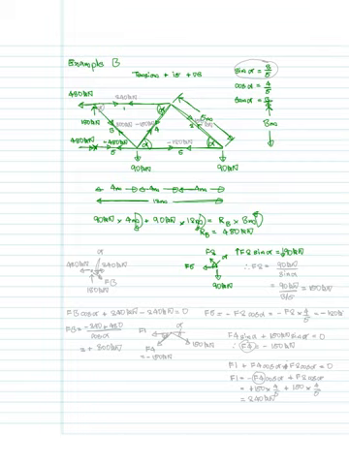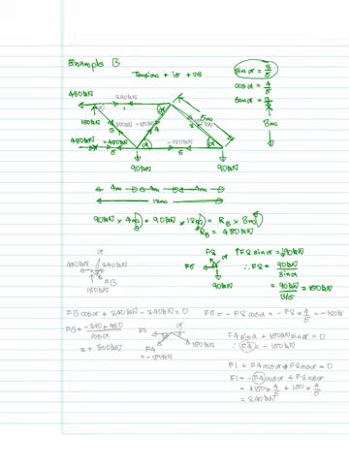And so we get F2 is equal to 90 kilonewtons divided by sine alpha, and remember that sine alpha is equal to 3/5, so we get 90 kilonewtons divided by 3/5, which is going to be equal to 150 kilonewtons.